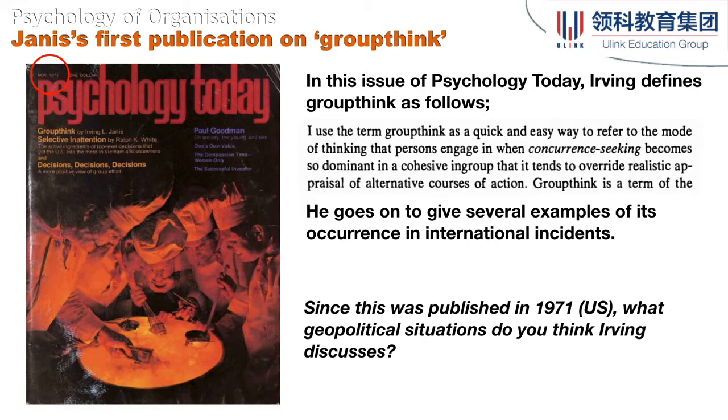He uses a lot of examples that would be more relevant for readers back in the 70s than perhaps today, so a lot of these real-world analogs to what he's saying are based on recent history. Again, let me just make sure we understand what groupthink is. He puts it in a more complicated way than the previous slide: it's when people engage in concurrence seeking, and it becomes so dominant in a cohesive in-group that it tends to override realistic appraisal of alternative courses of action. To put it in more layman's terms, the need for harmony overwhelms the need for expressing your disapproval.